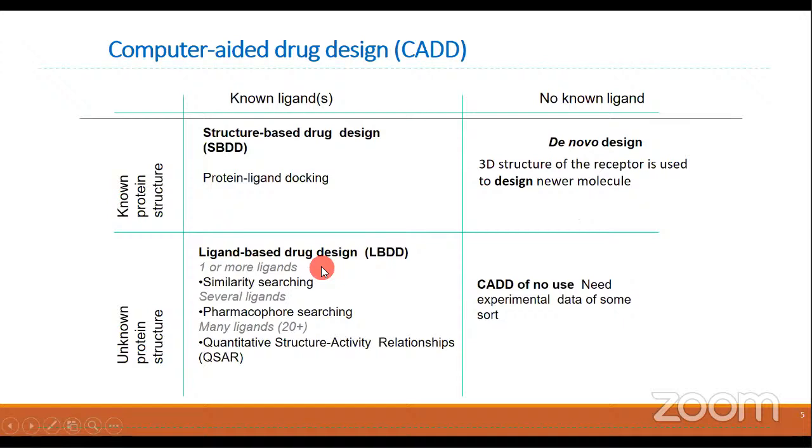In some other cases, we'll have some ligands, but we don't know where those ligands are acting. We don't know the target, but we're getting some kind of response to the disease. In those cases, we can take up the ligand-based drug design approach, like similarity searching, pharmacophore modeling, or QSAR. If there is no information at all, either ligand or anything else, we don't use any kind of CADD, and we need to start from scratch.